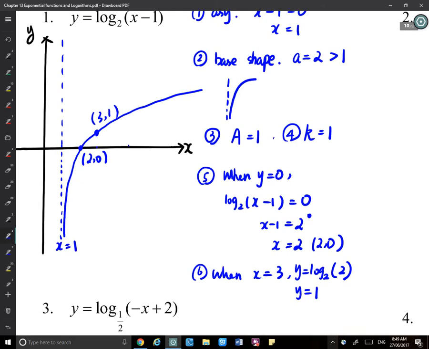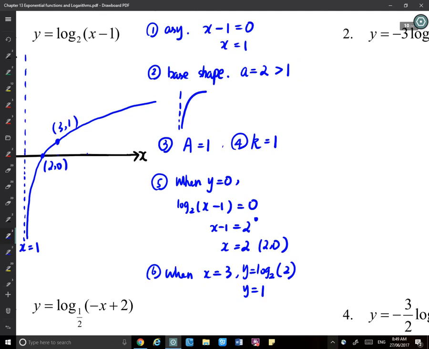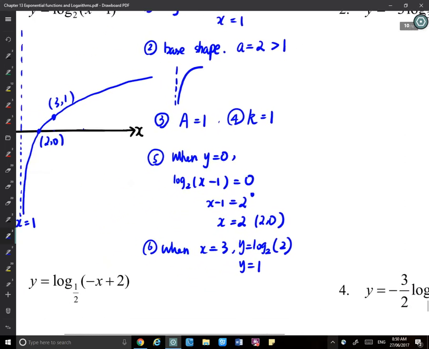Okay, this log graph looks pretty good. Okay, that's how we sketch it. But this is an easier graph. Let's sketch another one.